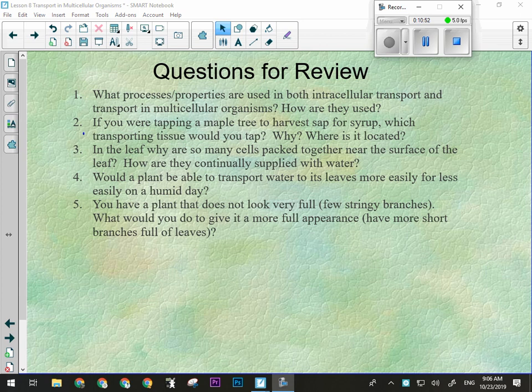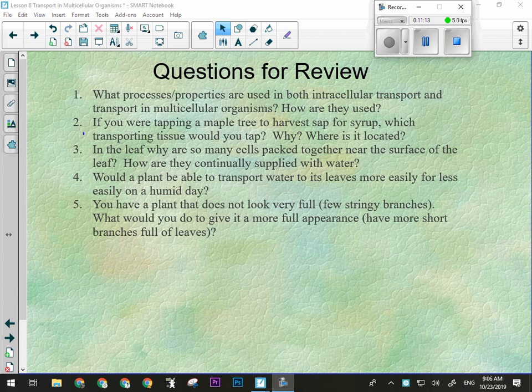Number 2, if you were tapping a maple tree to harvest sap for syrup, which transporting tissue would you be tapping? Phloem, yeah, that's where the sugar is. You wouldn't want to tap the xylem. If you put that tap in too far, all that's going to come out is watery sap. It's not going to taste very good, and I'm not putting that on my pancakes. So you want to get the phloem sap.